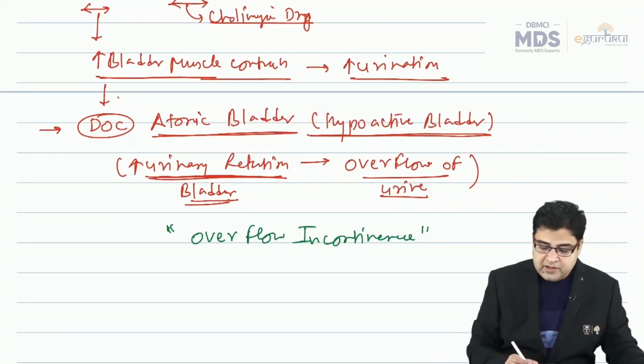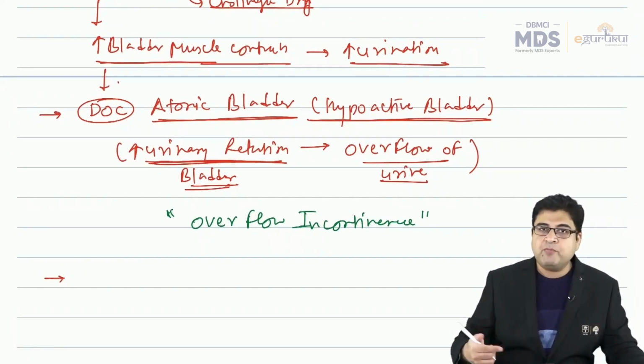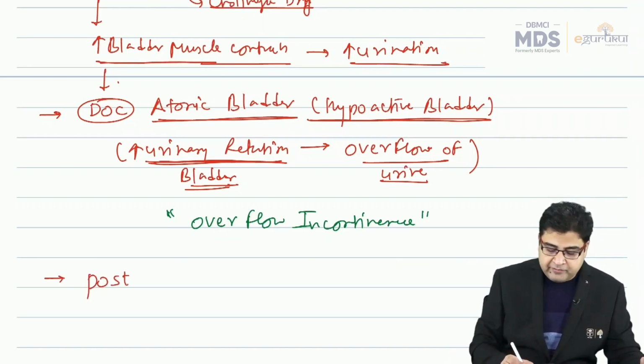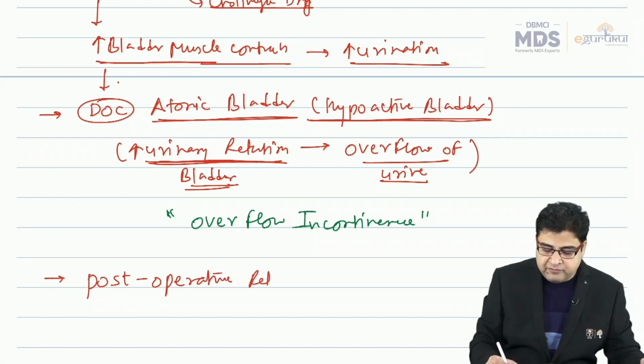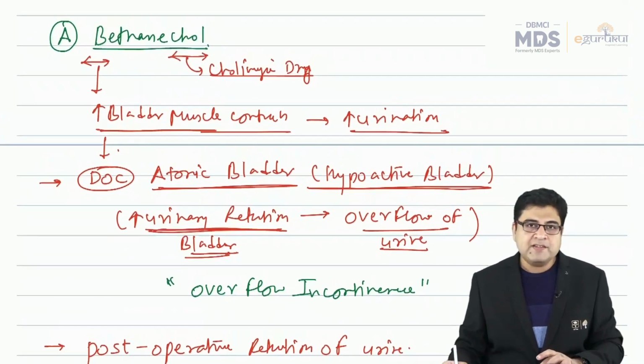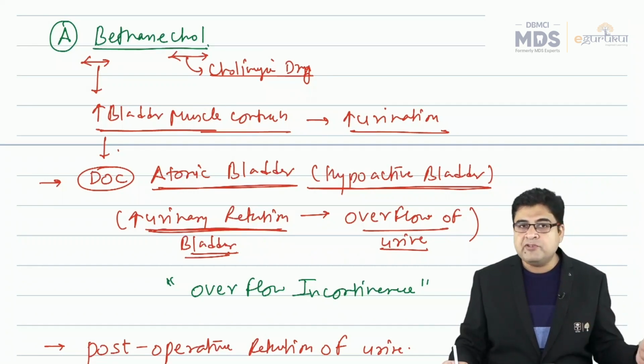Now, not only this, sometimes after surgery the patient will have problems passing urine. That problem is known as post-operative retention of urine. For post-operative retention of urine, I can use the medicine bethanechol. Basically, this medicine can contract the bladder, so in any condition where the patient's urine is retained, I can use bethanechol.